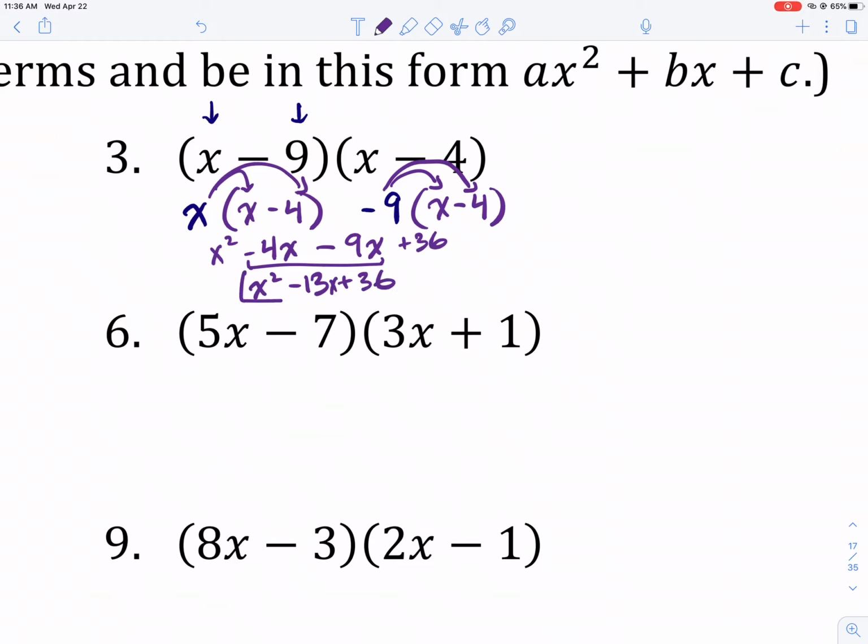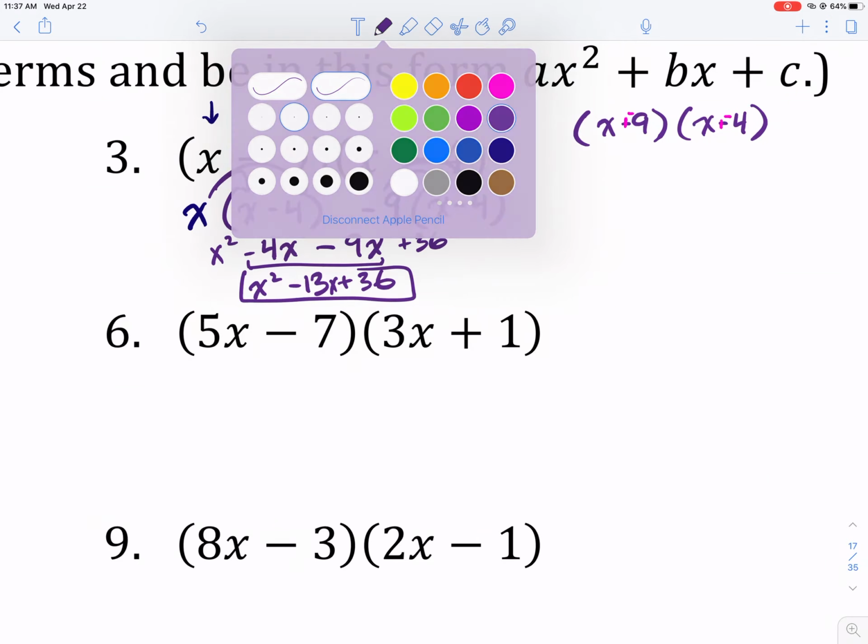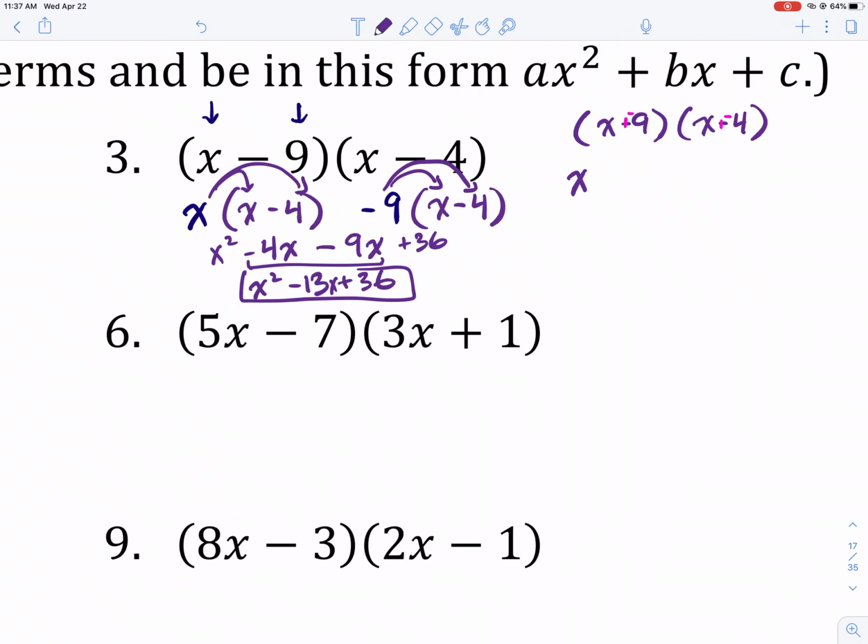plus 36. If that subtraction is getting you down, if that's messing you up, one huge tip is just to turn everything into addition, and you can do that by doing keep, change, change, right? Keep, change, change. And then you end up with the x plus a negative 9 over here, and then you're going to distribute that into the x plus a negative 4, and then the x plus a negative 4. And this way, all those negatives are accounted for.